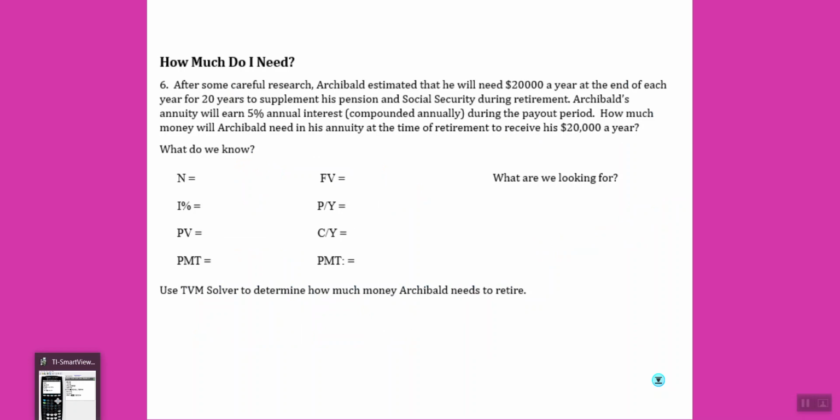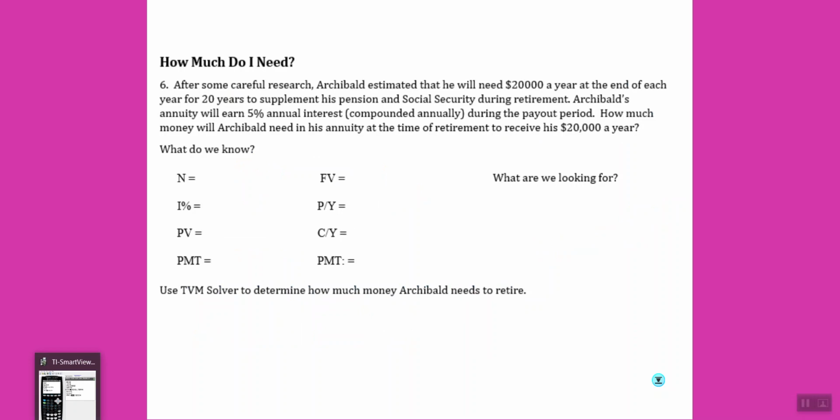So let's look at another type of problem. How much do I need? After some careful research, Archibald estimated that he will need $20,000 a year at the end of each year for 20 years to supplement his income. So his pension and Social Security during retirement, he's going to need an extra $20,000 a year. Archibald's annuity will earn 5% annual interest compounded annually during the payout period. How much money will Archibald need in his annuity at the time of retirement to receive his $20,000 a year?